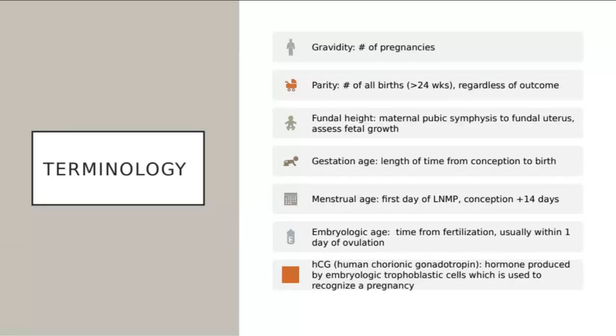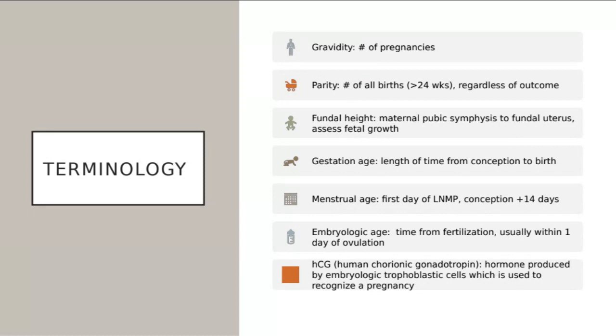So one of the most common terms that we hear is gravidity and parity, in hand with each other, and it's really important for us when we're getting our patient history to know what this is for that patient. So gravidity is talking about the number of total pregnancies that that patient has had, and then parity is talking about the number of births.